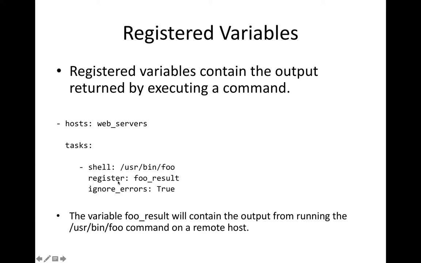So we specify a register variable by using this register element, and we specify the name of the register variable we want to create. When this shell script runs, the output from this shell script then will be stored in the foo_result variable. We can then reference that variable later on in our playbook if we wanted to use it for something. So maybe we run a command on a system, and we need to use the output of that command as an input to some other command later on in our playbook, and that's why we would use something like a register variable.